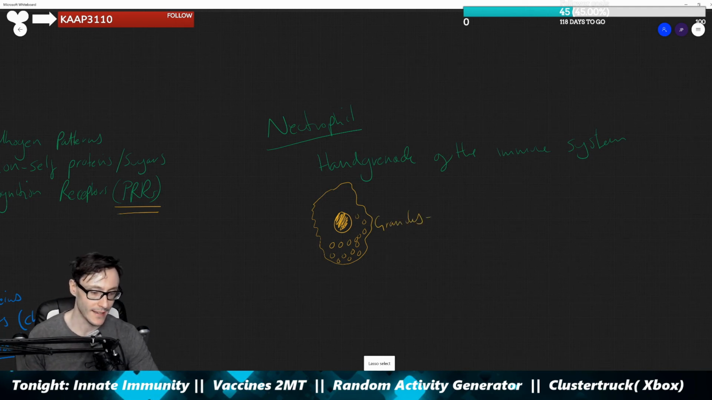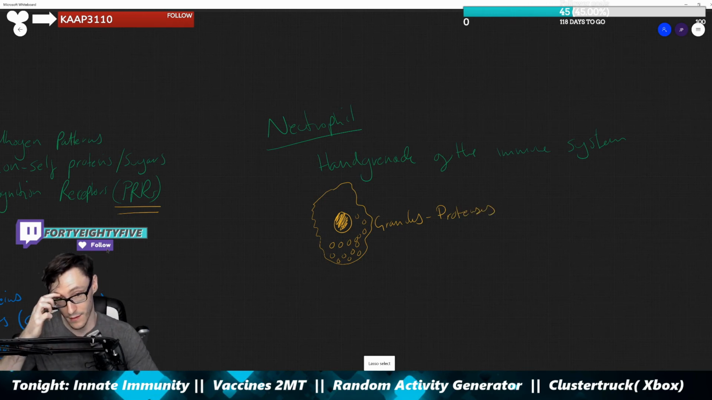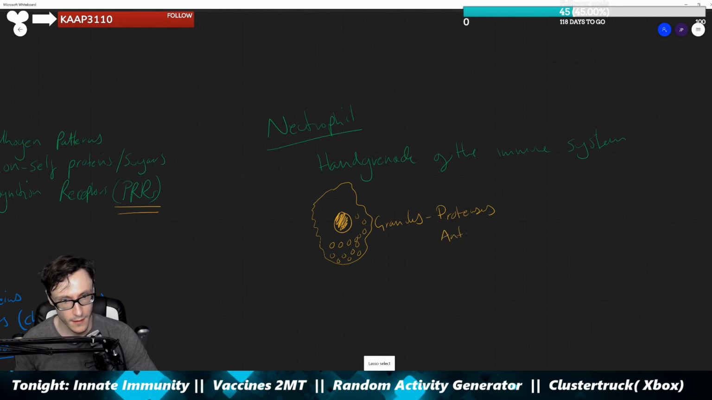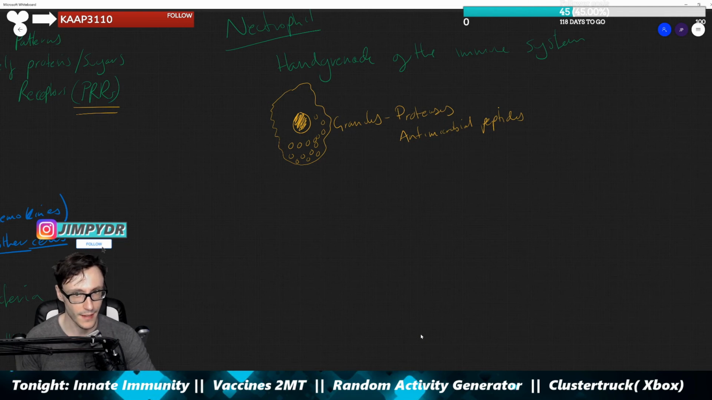The granules contain quite destructive enzymes. So you have proteases, you will have antimicrobial peptides, and the like. What these cells effectively do is they're very short-lived cells. They don't live for very long, and they probably don't live for very long because they're quite dangerous. So, short-lived.